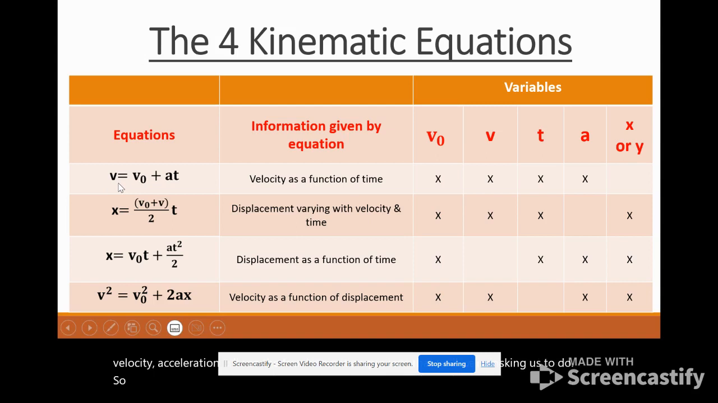So the equation side, we have velocity equals initial velocity, the v naught will stand for initial velocity, plus acceleration times time. Then we have distance, which is symbolized by the letter x, equals initial velocity plus velocity divided by 2 multiplied by time. Then we have distance equals initial velocity times time plus acceleration times time to the second power divided by 2. And finally, we have velocity to the second power equals initial velocity to the second power plus 2 times acceleration times distance.